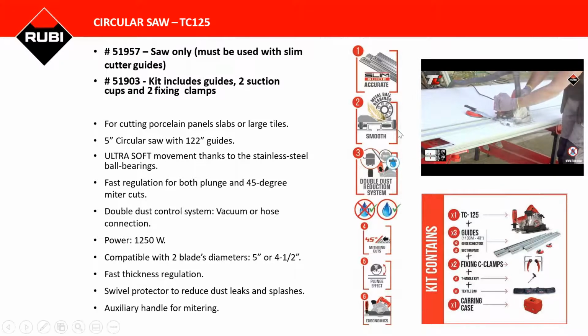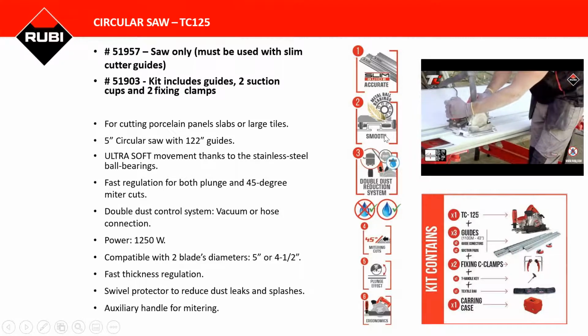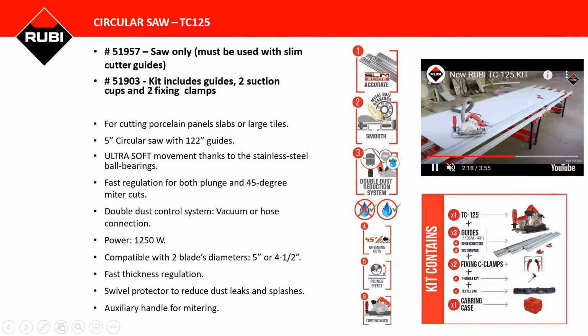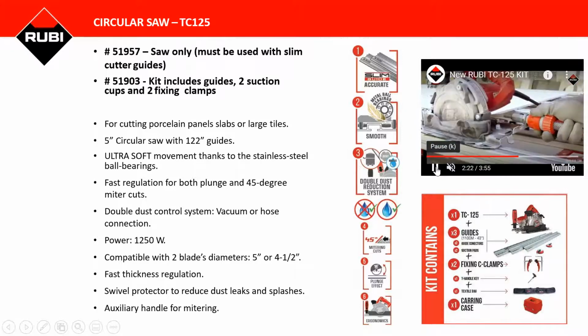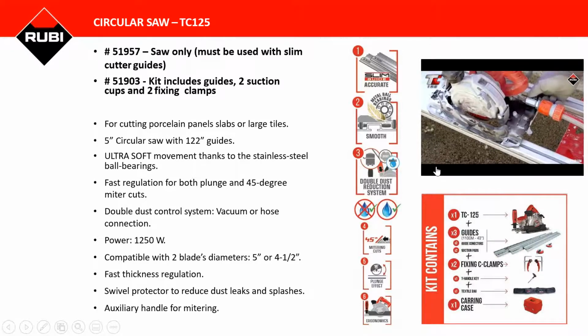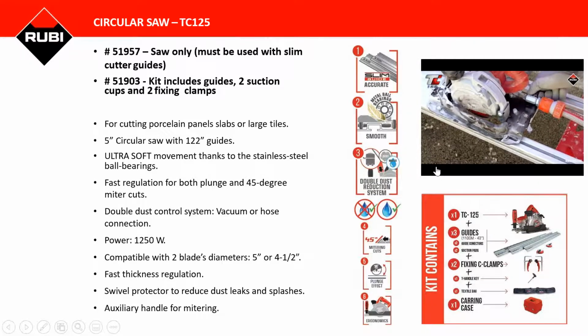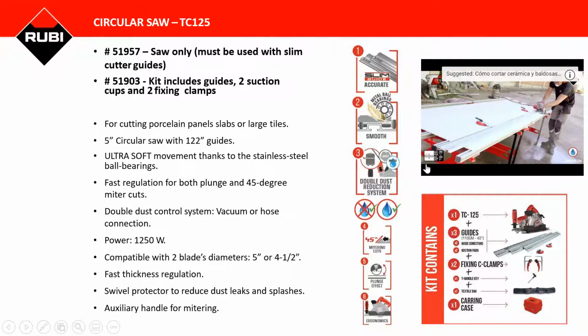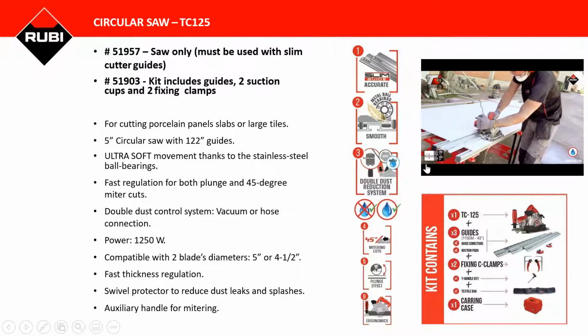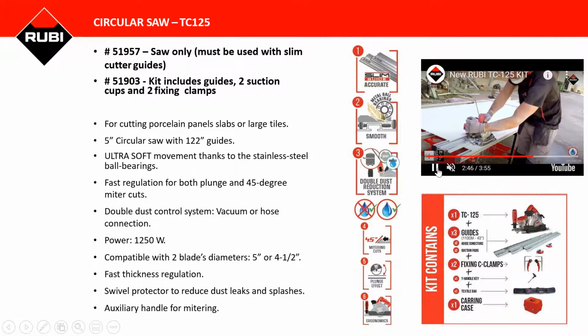Okay, we're using the vacuum hose attachment on this. Like I said, you can use it wet or dry. It's almost a necessity in your arsenal, mainly because we're doing a lot of miter cuts that are being used for these slabs. Like I said, great addition to your arsenal. You can do straight cuts with it as well. If you don't feel comfortable just using the slim cutter, you can go ahead and just use the TC 125 for straight cuts as well.